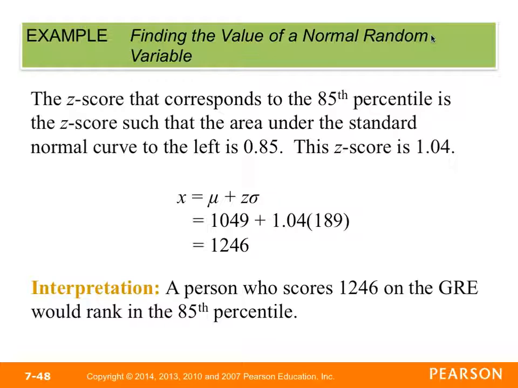So you're always going to take mu plus your z-score times your sigma. Sometimes your z-score will be negative if you're talking about something that's less than 0.5, okay? And if you're given the percentile, you have to actually look for the percentile in the body of the table and then find the z-score from that.